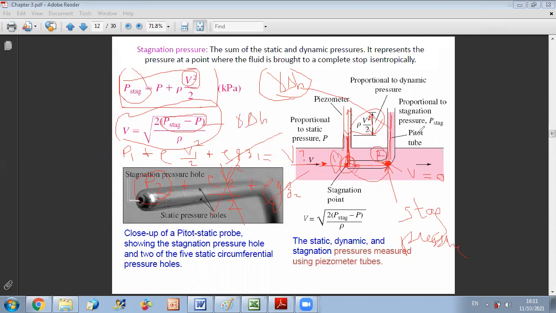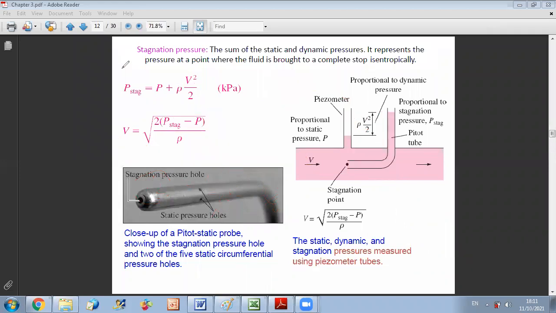This is very much used in labs. So hopefully if you take the fluid mechanics lab, you will use pitot tubes, and you will see how you can measure the velocity of a flow using this device. Any question on this?